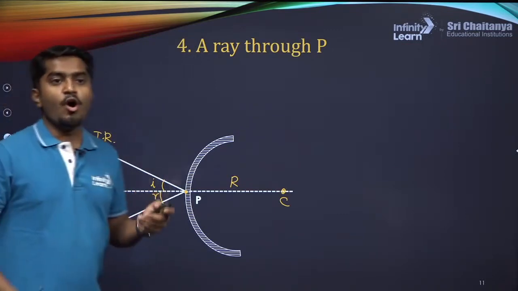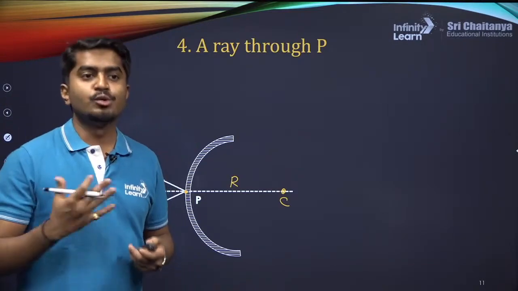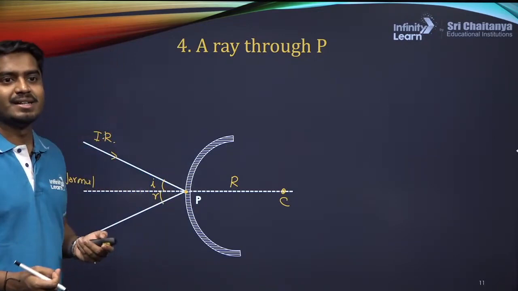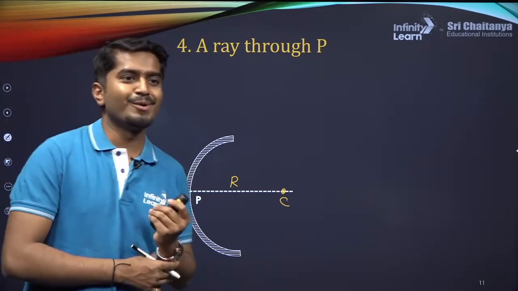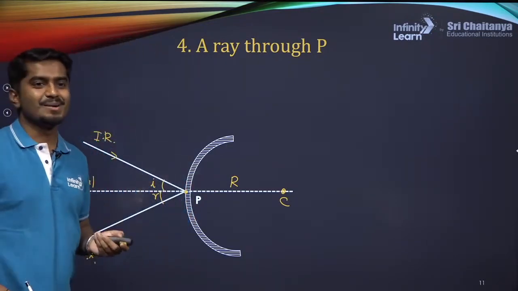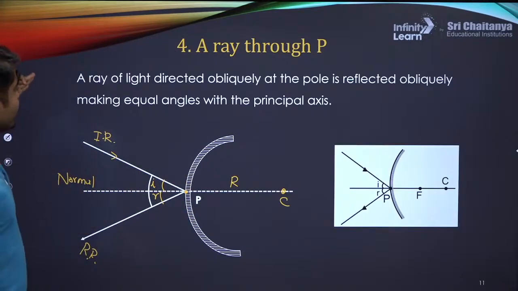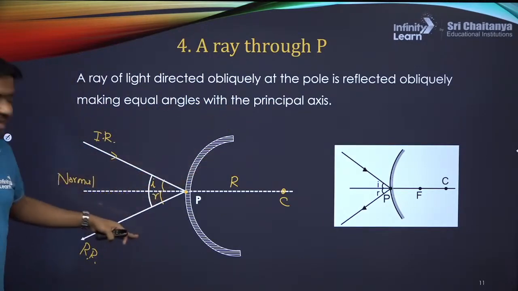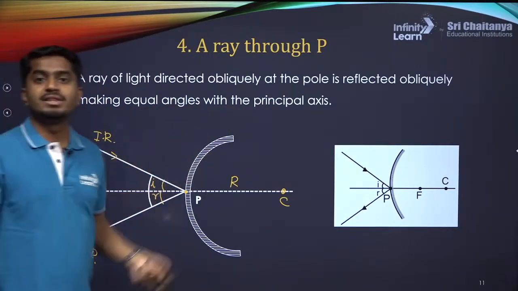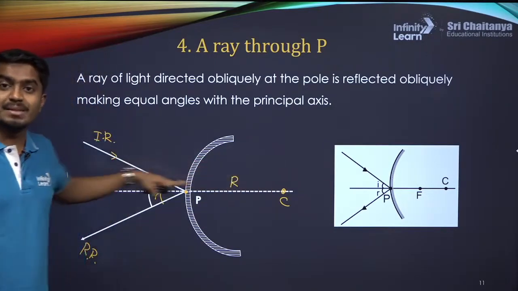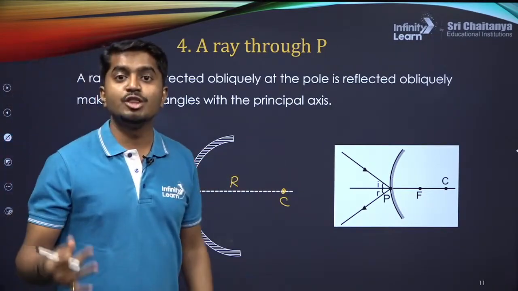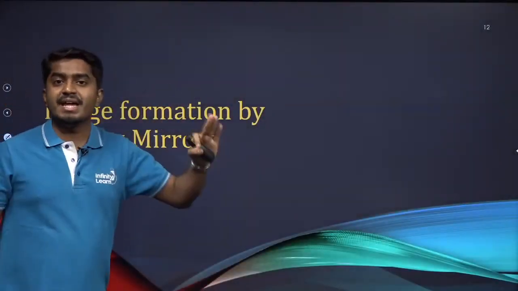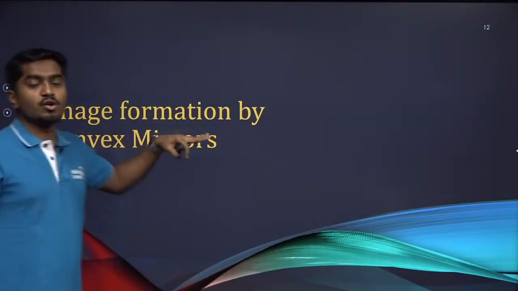So this is how you need to know all 4 rays. Yes, the incident angle is equal to the reflected angle, correct. Hi, bad bro writer, you are present, awesome. Now when it is directed obliquely to the pole, what will happen? It will get redirected and make an equal angle with the principal axis. The principal axis in this case will act like a normal, correct? Great.